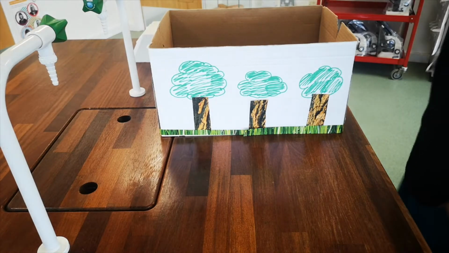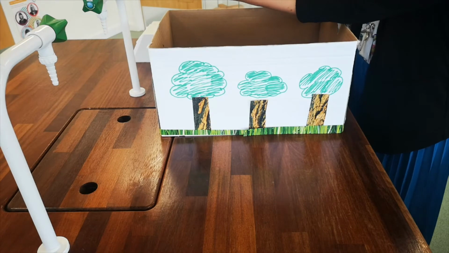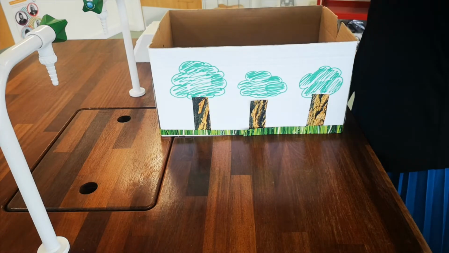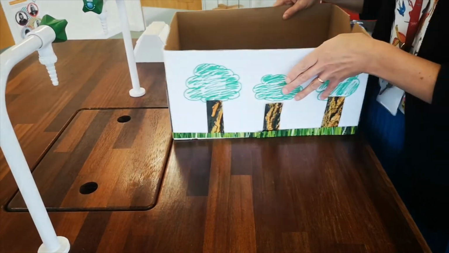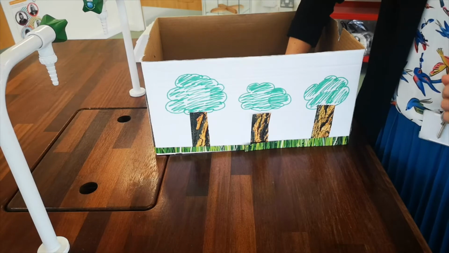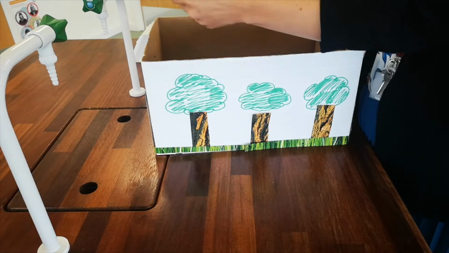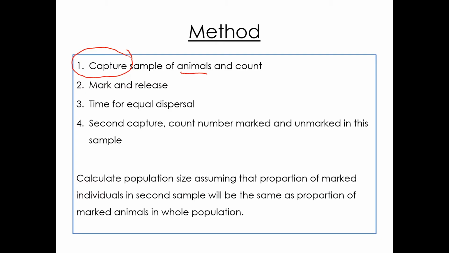Okay, so this is my forest, and in the forest live lots and lots of mice. So I'm going to show you how this would work. I'm going to take a sample of my mice. To be representative, I want a big sample. So these will be caught. Next, the animals are marked.